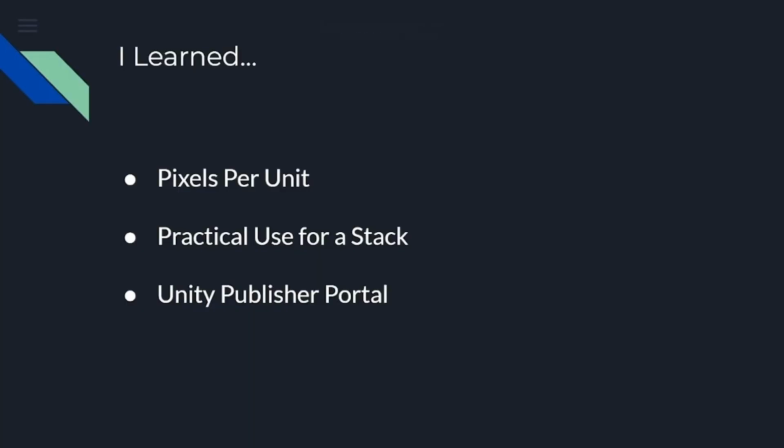Okay, so for what I learned about pixels per unit, what I thought it was is how many pixels fit in a grid size, but apparently, for at least pixel artists, they have to consider how many pixels they want to fit in a single unit of space. So I learned about how that worked in Unity and how that could be applied.